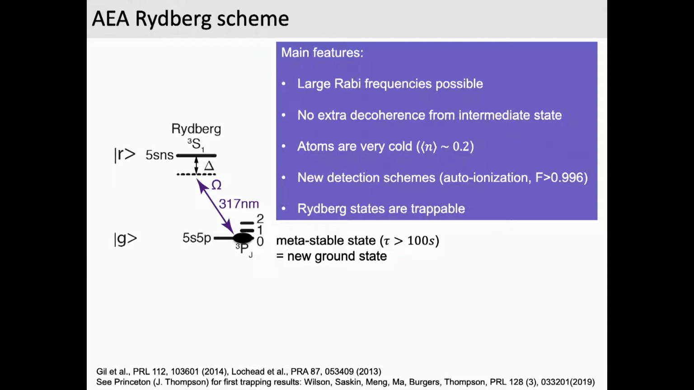So there are a few main features. You can go to very large Rabi frequencies. You can have decent power here, and there's a good dipole moment. There's no extra decoherence from intermediate states. The atoms are extremely cold. And we can also employ new detection schemes that follow along the lines of what has been explained before. So we use auto-ionization detection of Rydberg states where we can go above 2 nines, and I think it's actually more like 3 nines. And in essence, the Rydberg states are also trappable. I think this was discussed a little bit previously, and Jeff Thompson has actually shown this very nicely. So this is a nice set of features.